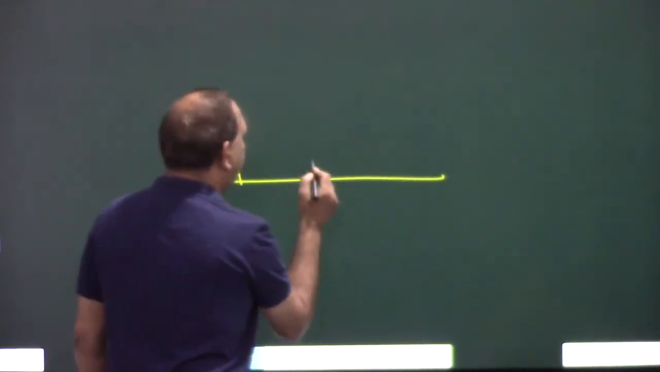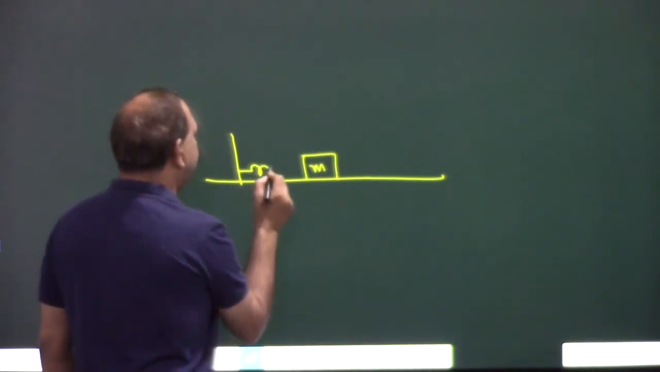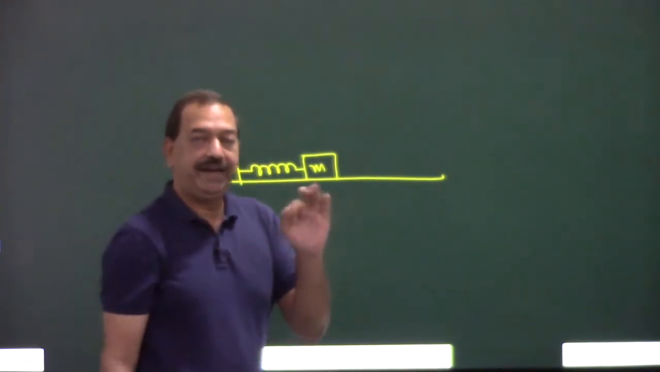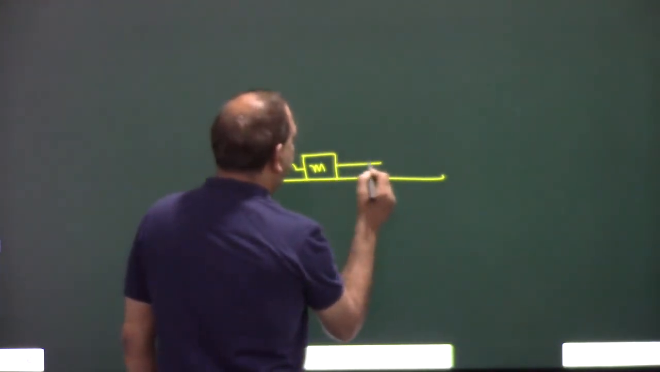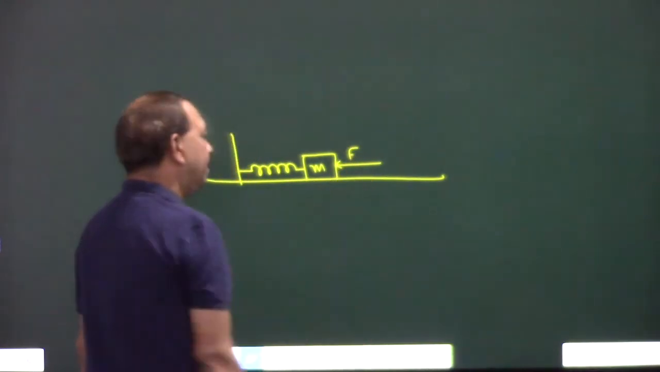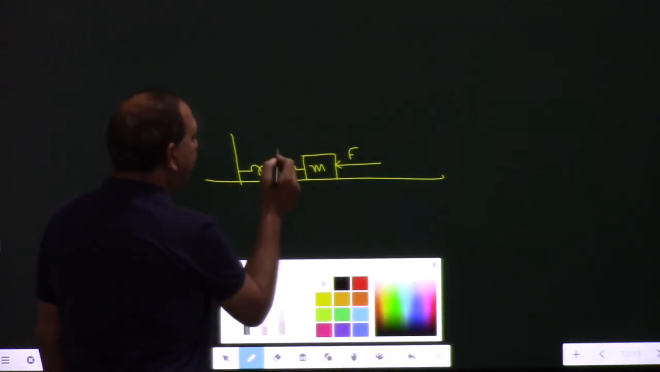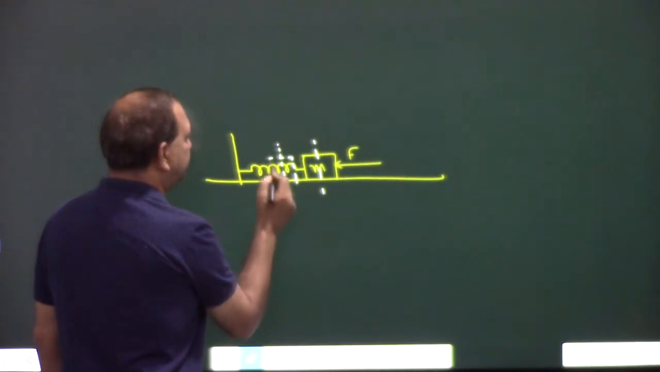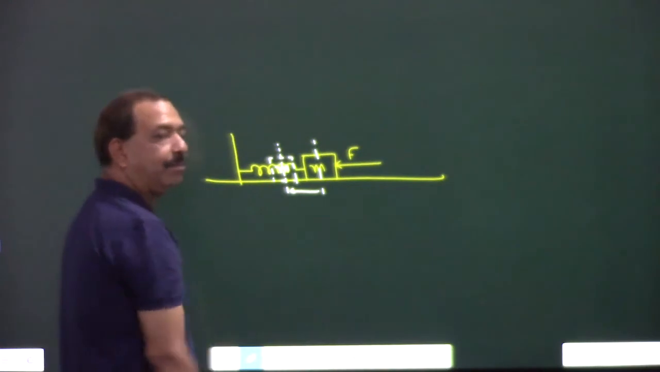Consider a mass placed here. It is connected to a spring. You know, a spring can be deformed easily. I apply a force F on the object. The spring gets compressed and the mass shifted to this position. The spring gets compressed and the mass shifted to that position.